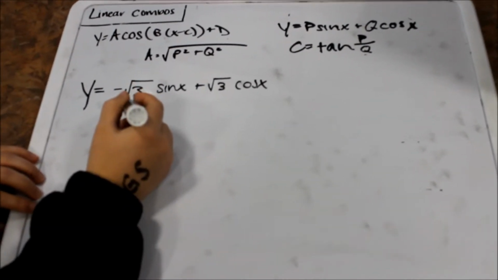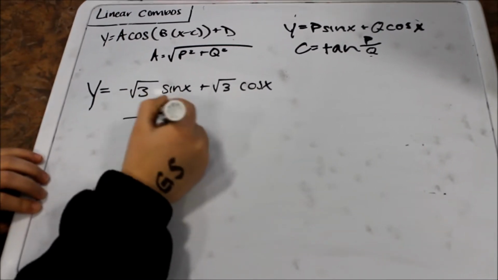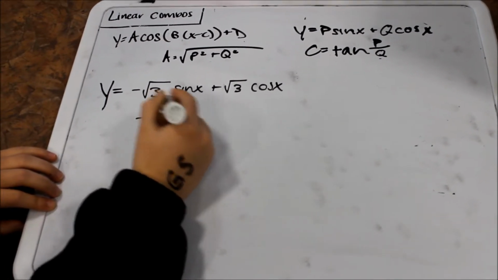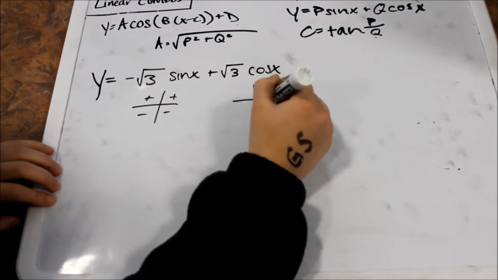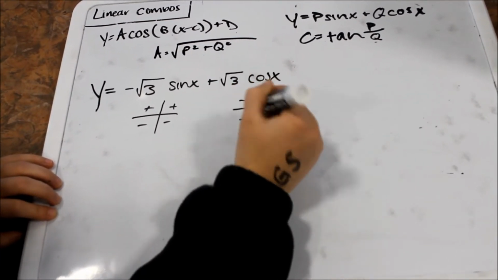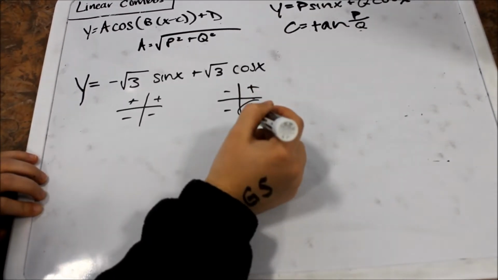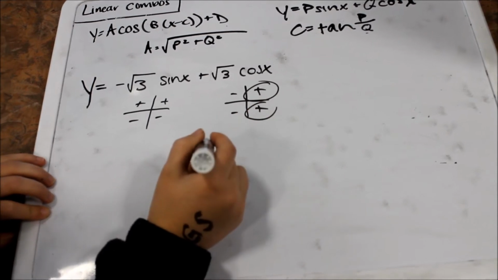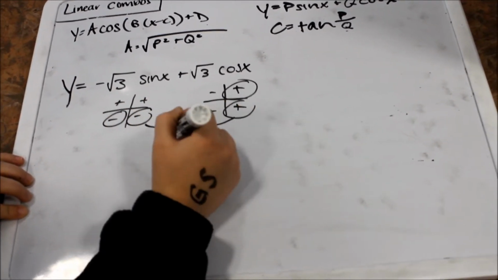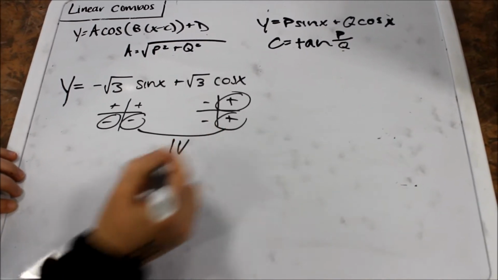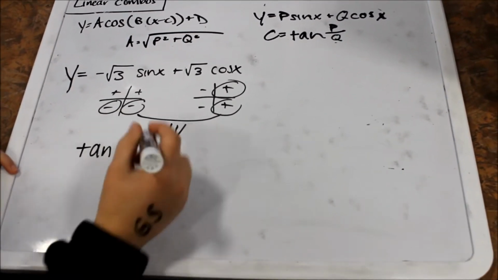So wherever sine is negative on the unit circle, and wherever cosine is positive, that's where we will be. Cosine is positive in the fourth quadrant and the first, and sine is negative in the third and the fourth. So whichever one matches, that's where your triangle will be. So on the fourth quadrant. This will help us in finding C.